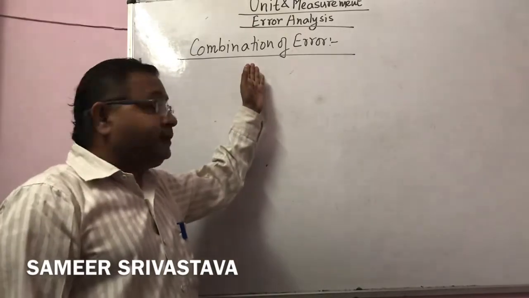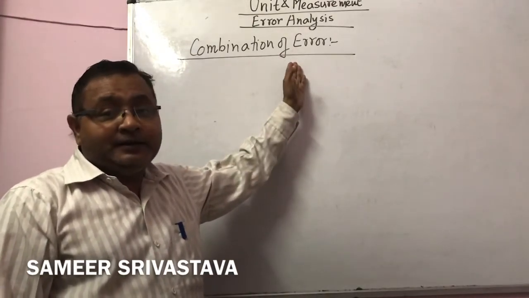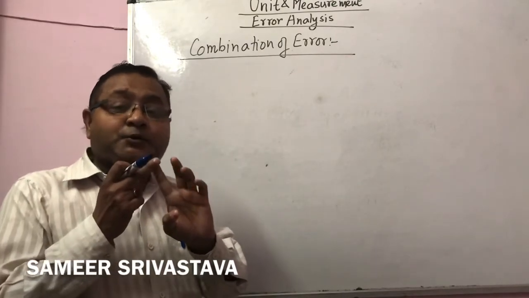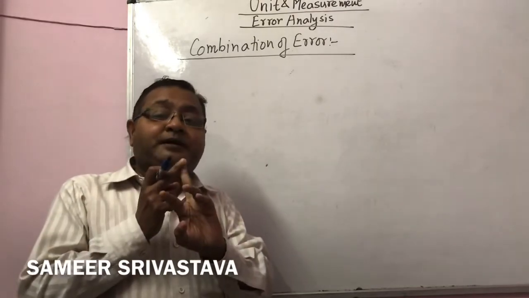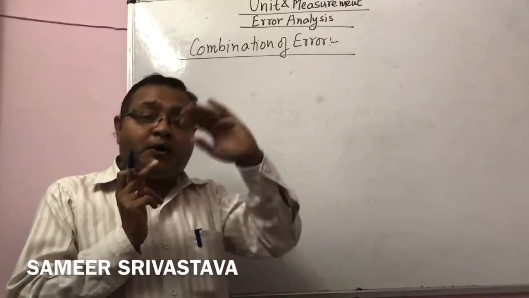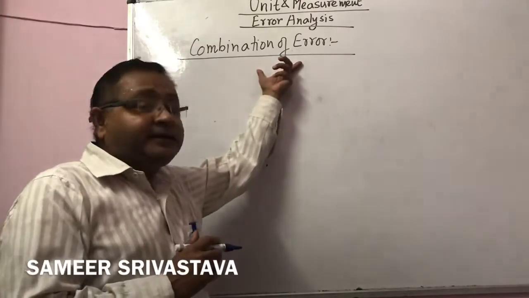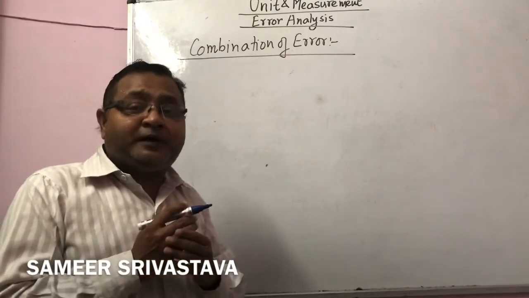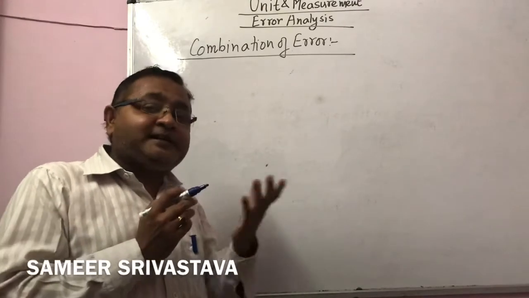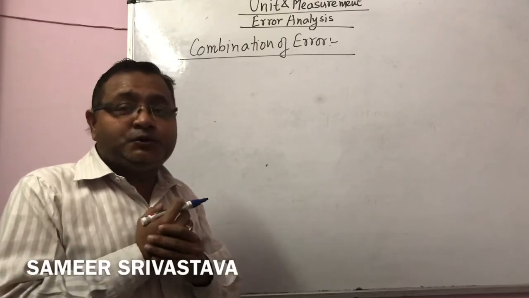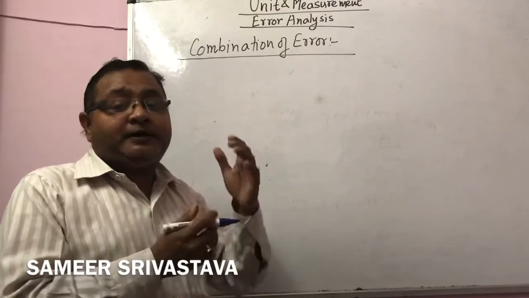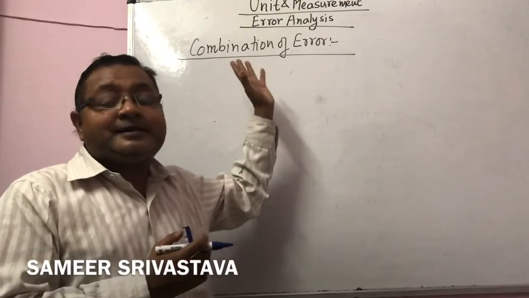Right. Now I am going to take a new topic here, that is combination of errors. In this condition, we take 4 combinations. Either the physical quantities are in addition form, or in subtraction form, or in product form, or in quotient or division form. So in the case of combination of errors, we have to find, when the quantities are in summation form, how we can calculate the error value. Quantities in difference form, how we can calculate the error value. Quantities in product form, and if the quantities are in division form, how we can calculate its error value.